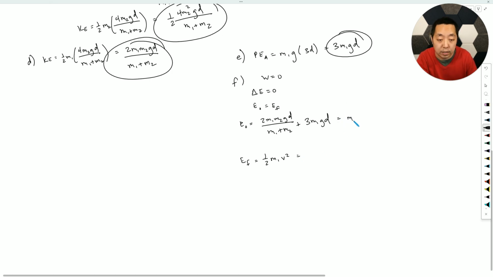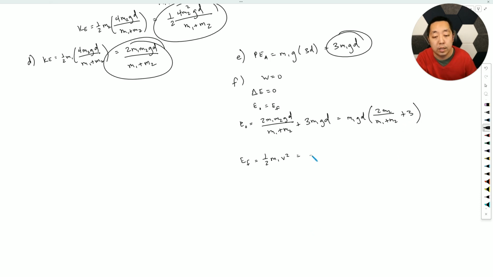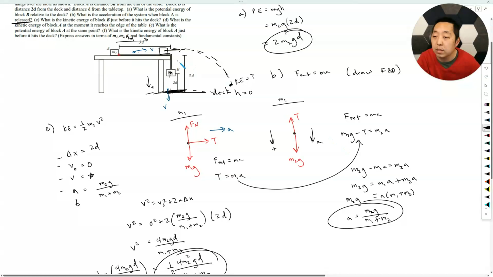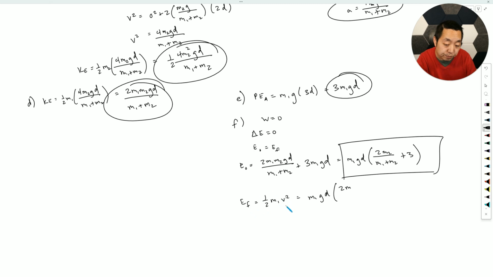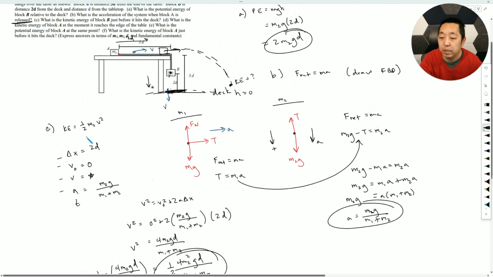Now I'm going to factor out m1gd just to simplify. This is going to be 2m2 over m1 plus m2 plus 3. So this is m1gd times that. Oh, actually, did they just ask for the... Oh, they just asked what the kinetic energy was. Well, it's this total energy. This energy here is going to equal the kinetic energy. You don't need to solve for the speed. They want to know what the kinetic energy was, because at the end, all it has is kinetic energy. So it's just going to equal this expression over here. So that would be our answer for our energy there. That completes that problem.